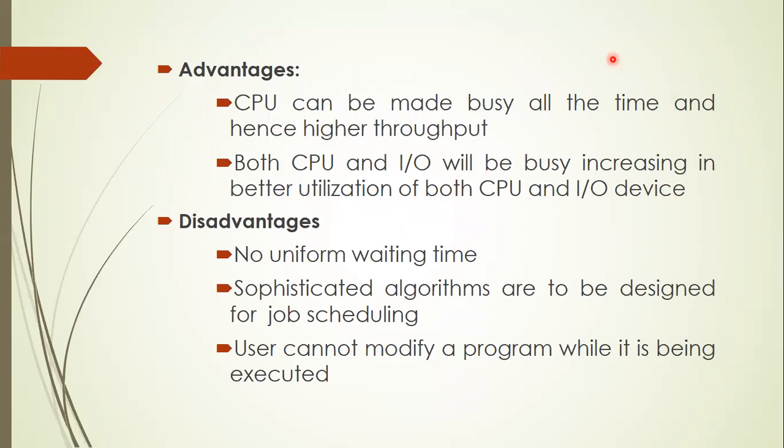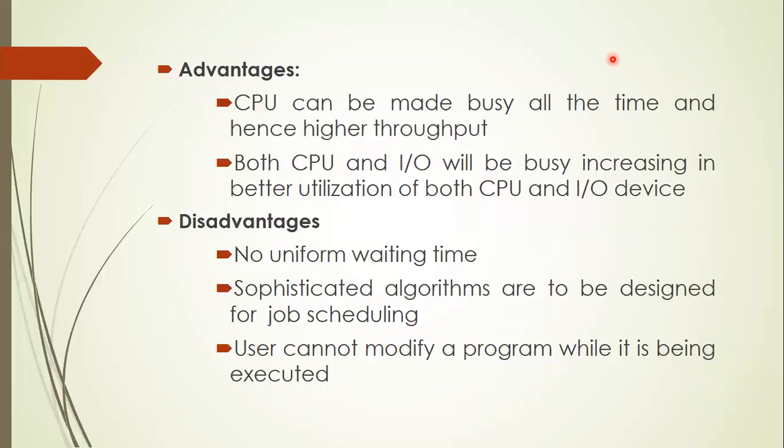What are the advantages and disadvantages? We'll see here. In the case of a multi-programming system, since many programs or many jobs are there in the main memory, you are keeping the CPU busy most of the time. So your CPU can be busy all the time. It gives you higher throughput. That means you can do more work in a given amount of time.